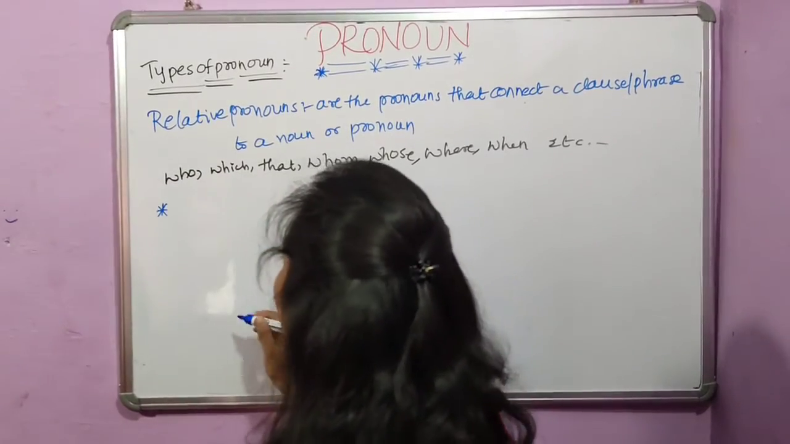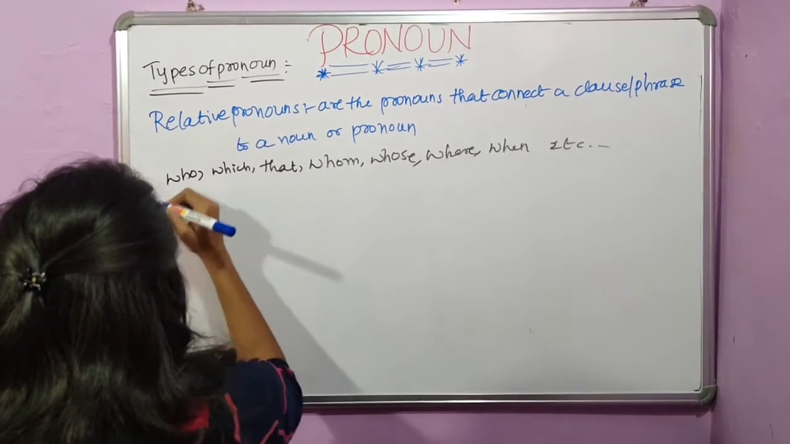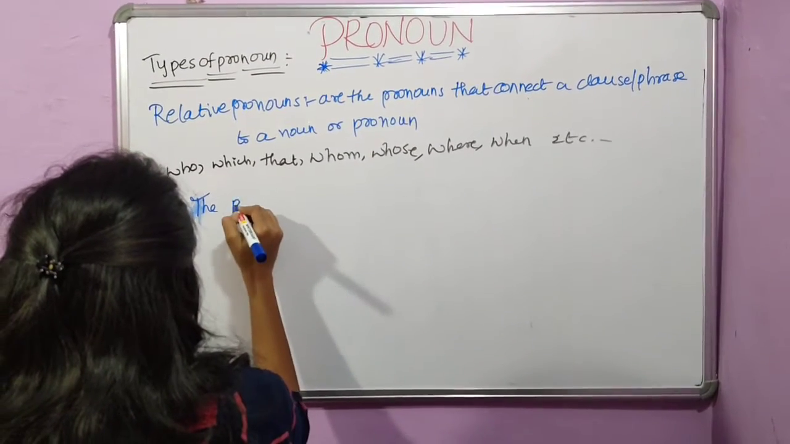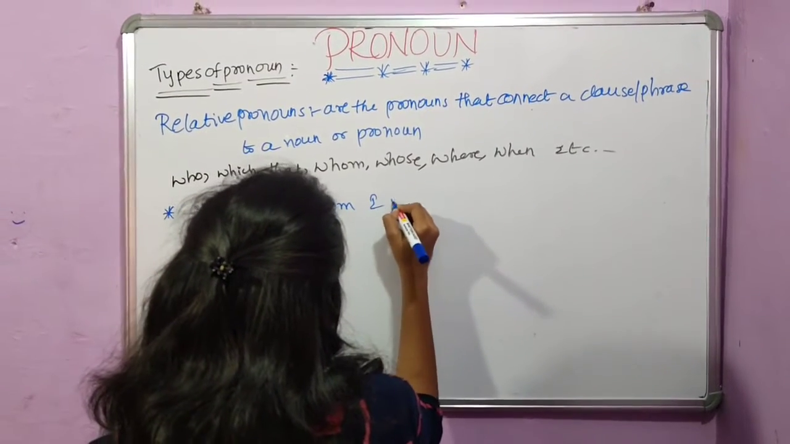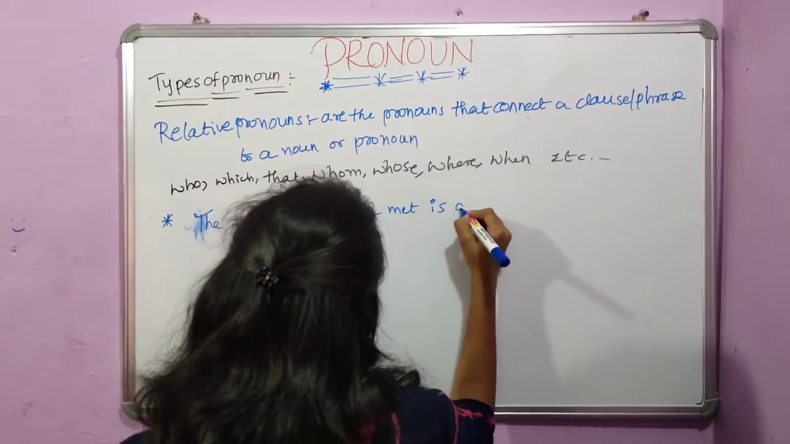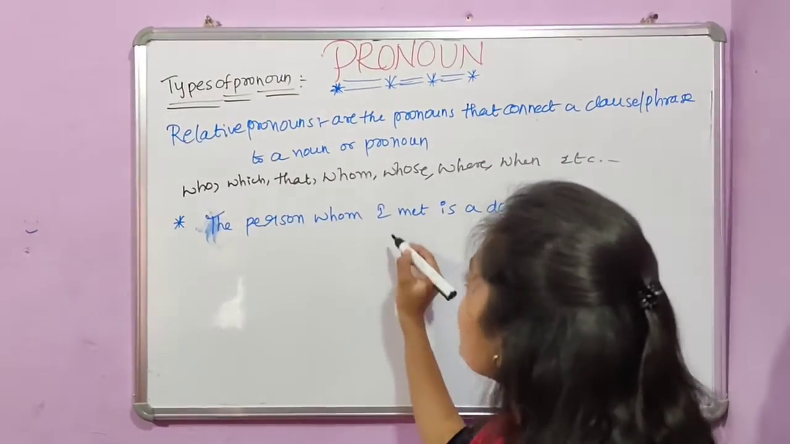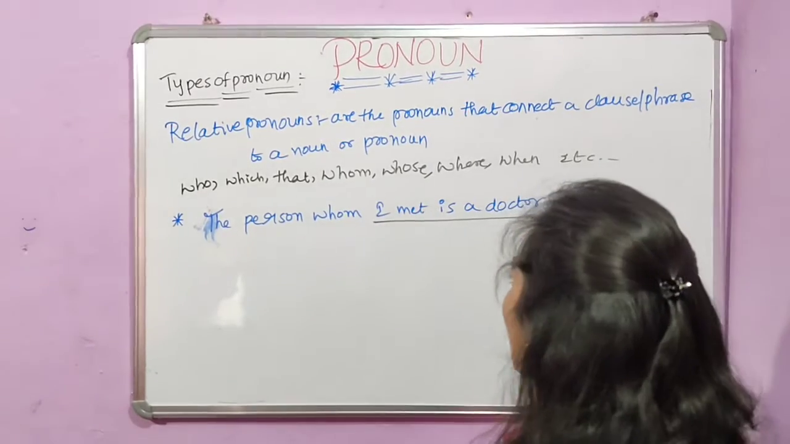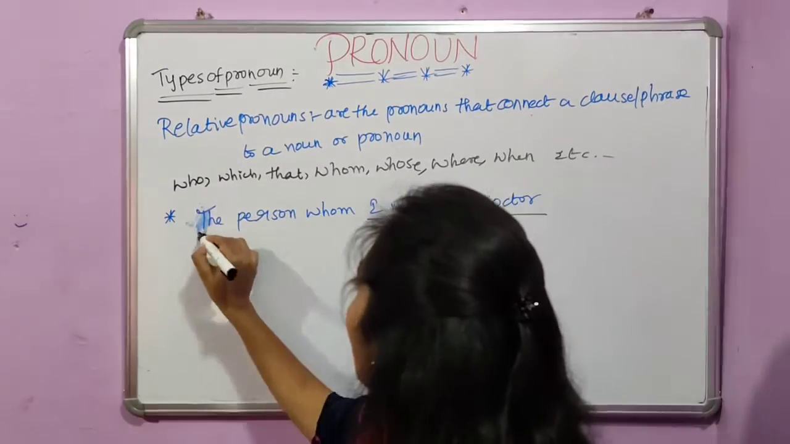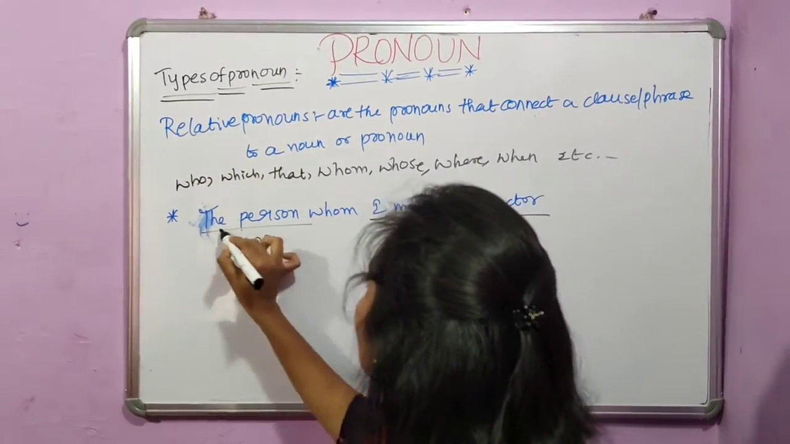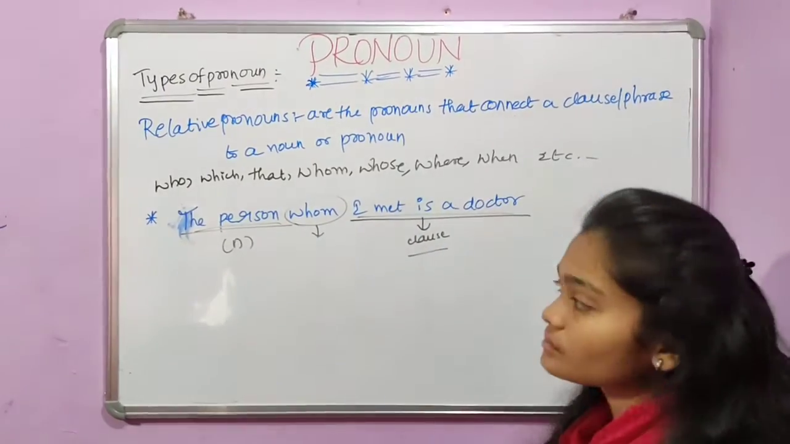For example, the person whom I met is a doctor. If you observe this sentence, I met is a clause. The person is a noun. The noun and clause are combined by using a relative pronoun.